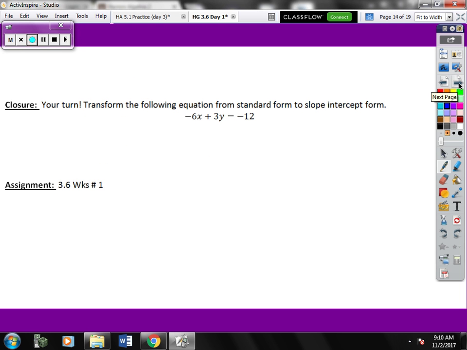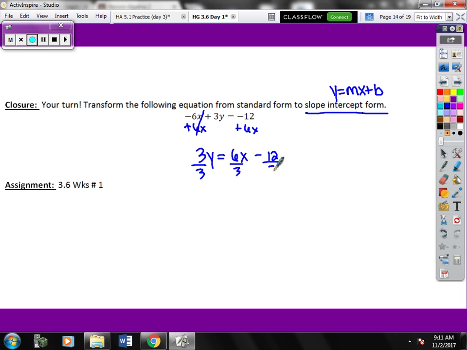And then the closure just asks you to transform the following equation from standard form into slope-intercept form. Remember, slope-intercept form is our mx plus b. So what's the first thing we would do to transform that to slope-intercept form? How would I get the y by itself? Come on, Katie. I know it's too easy, but answer. Add 6x on both sides. And then remember to divide each of the terms by 3. So we would get that our slope is 2 and our y-intercept is -4.